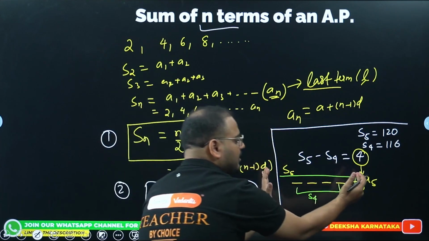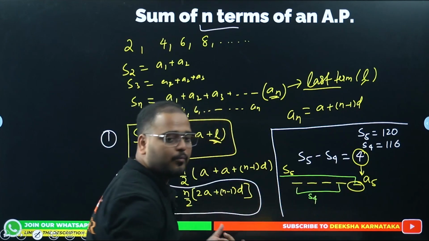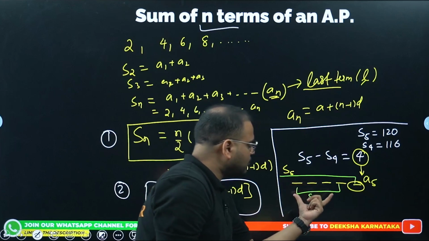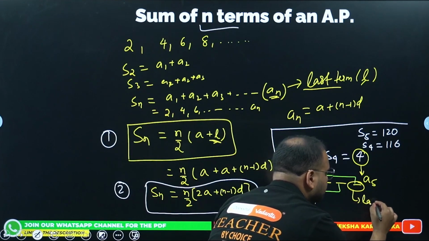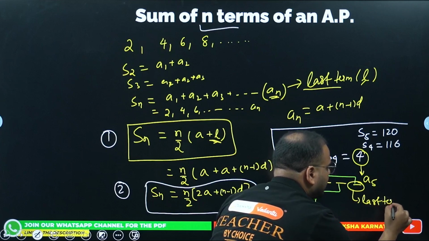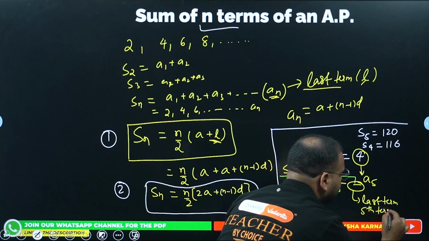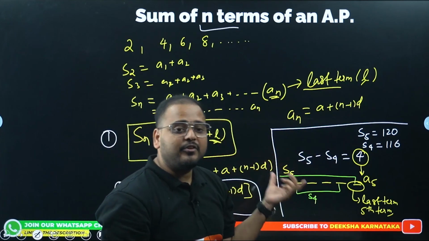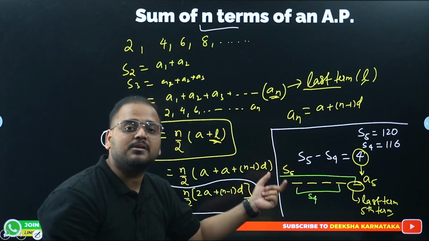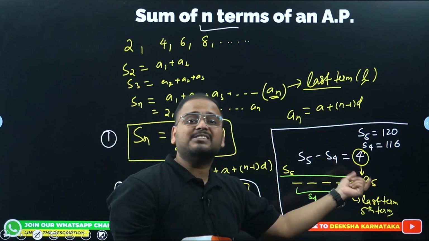If I subtract from the entire big green part the last 4 terms part, the smaller green part, what am I left with? The last term, which is nothing but the 5th term. I hope this is clear. Okay. So whenever we have sum of 5 terms minus sum of 4 terms, it means they are talking about the last term which is left there.